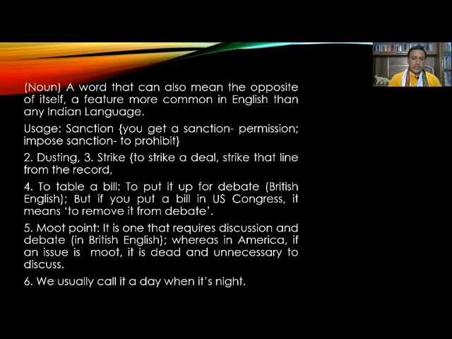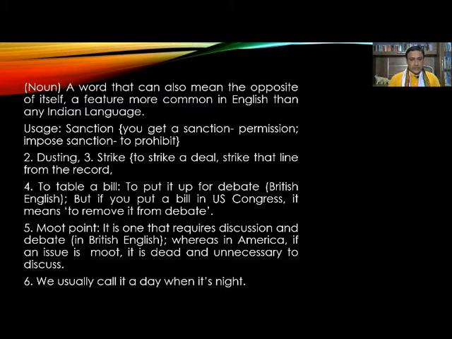Uses sanction. We use the word sanction in two senses. One in the sense of getting sanction or imposing sanction. To get a sanction means to get permission to do something, and to impose sanction on something means to prohibit something.